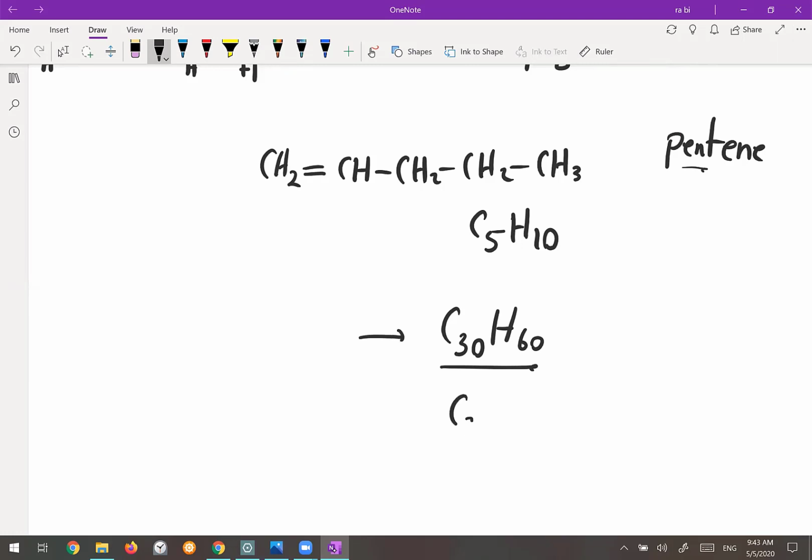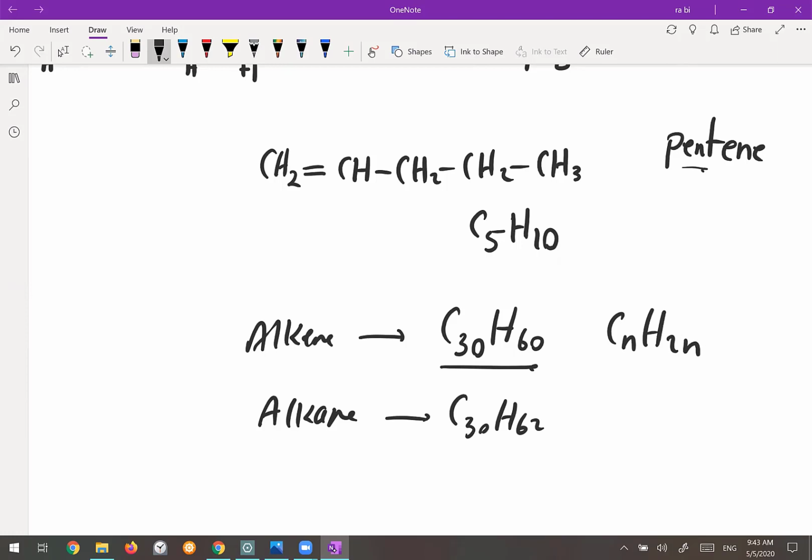So this shows that you have an alkene. But if it was like this, C30H62, this one is alkane. Yeah, this one is alkene. So in the alkenes, the general formula is CnH2n. The number of hydrogens is twice the number of carbons. But for the alkanes, the number of hydrogens is twice the number of carbons plus 2. So if the molecular formula is given to you, based on these two general formulas and the relationships between the carbon and hydrogen, you can identify if this molecular formula is for an alkene or for an alkane.